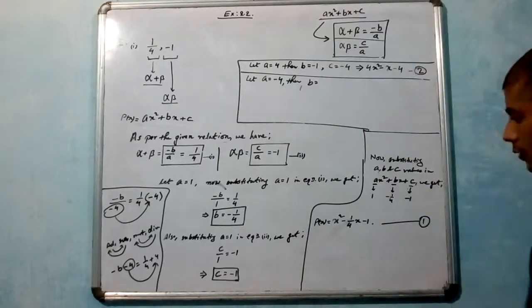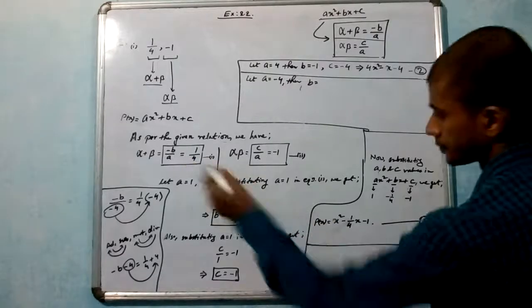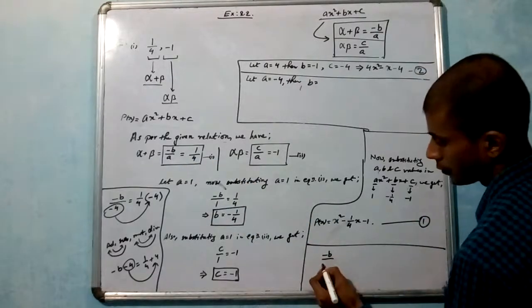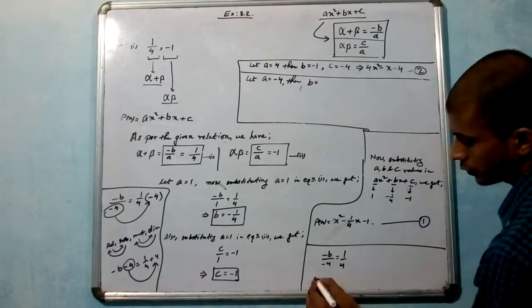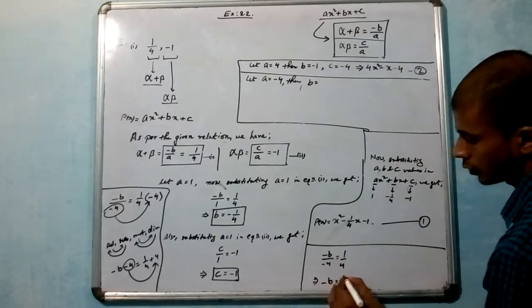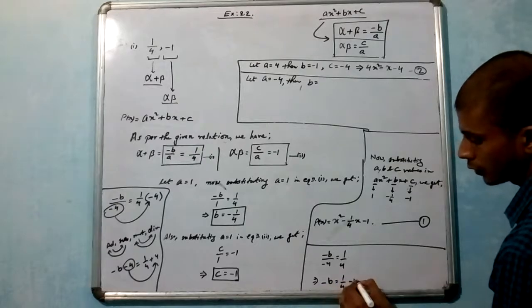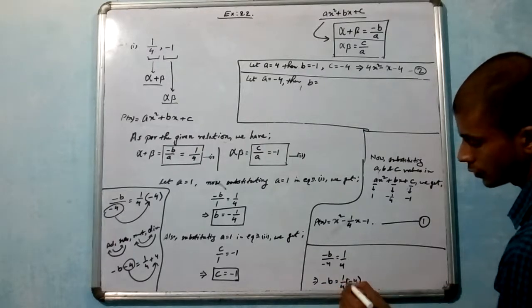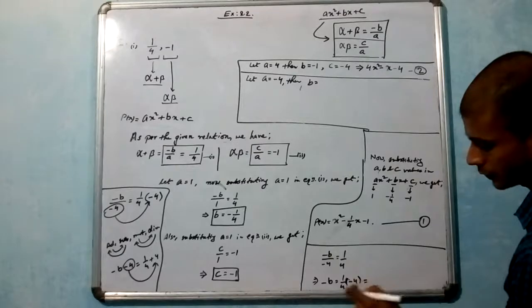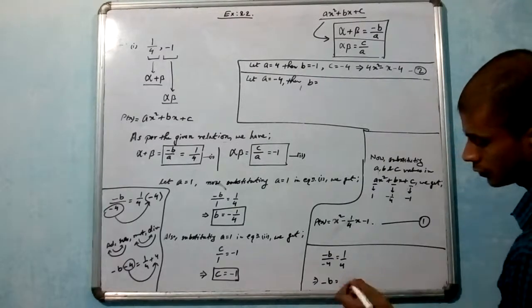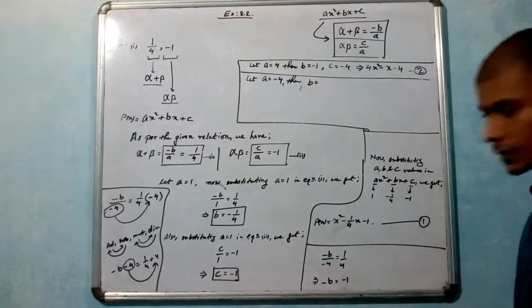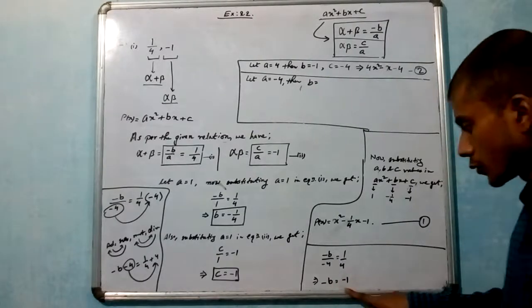It's a simple method. See here. Minus b by minus 4 is equal to 1 by 4. Okay, so what will happen? Minus b is equal to 1 by 4 into minus 4, multiplication. So what do we get here? We get minus 4 by 4, that is minus 1. Minus b is equal to minus 1.